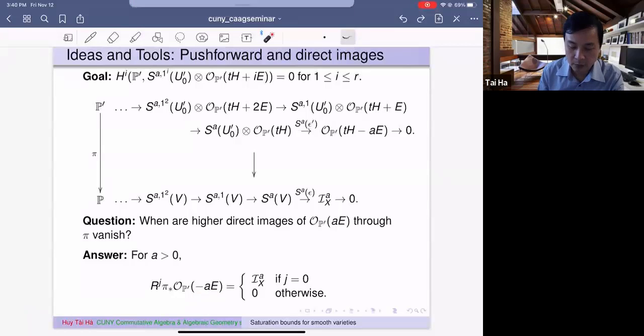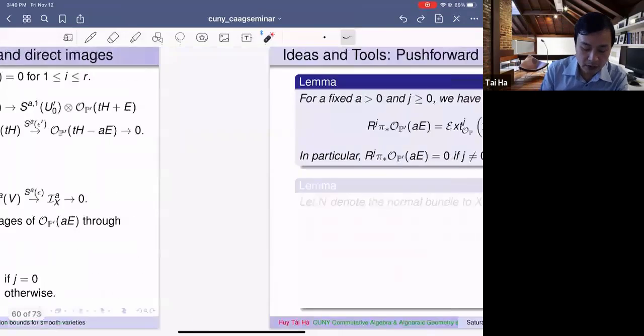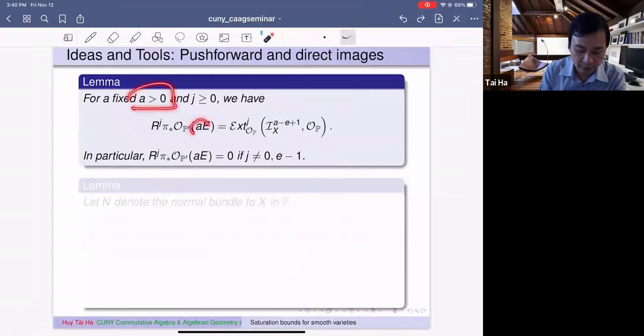By definition, it's just the power of the ideal sheaf when j is 0, or 0 otherwise. For the positive copy of this, what we can prove, so you don't have to pay attention to this, is that this is almost always 0, except when j is 0, which is what we expect to get, and when j is e minus 1, the codimension minus 1. So the term that gives us problems is the higher direct image at power e minus 1.